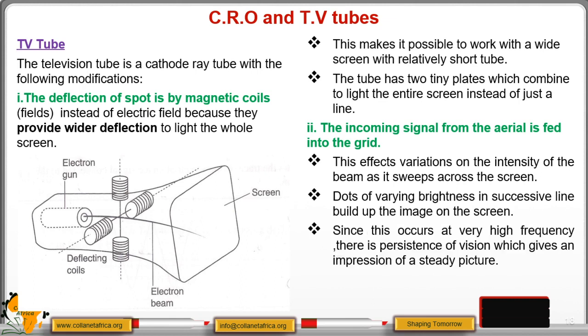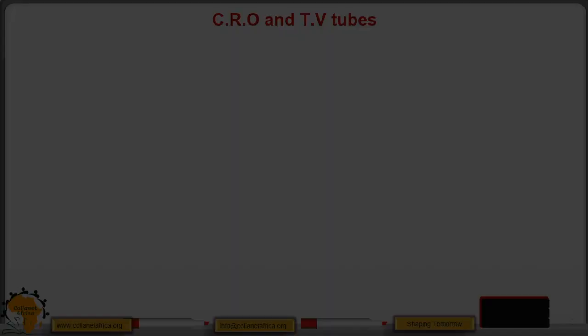And because this occurs at a very high frequency, and we have what we call the persistence of vision, in other words, the high frequency and the persistence of our vision give us an impression of a steady picture that we observe on our TV tube.